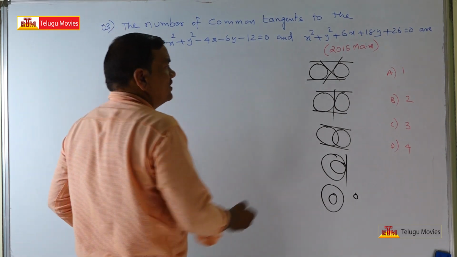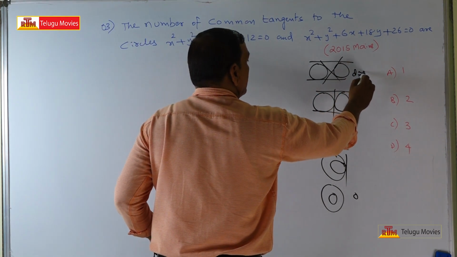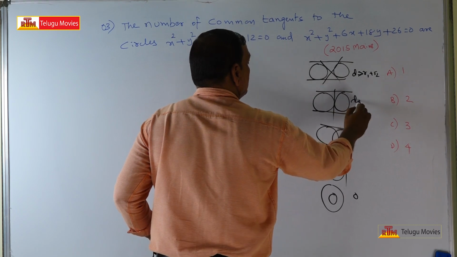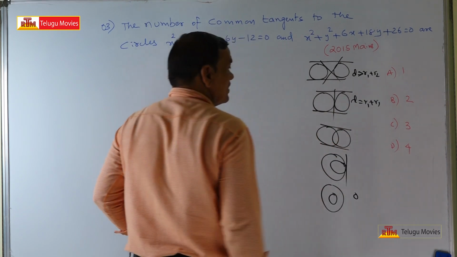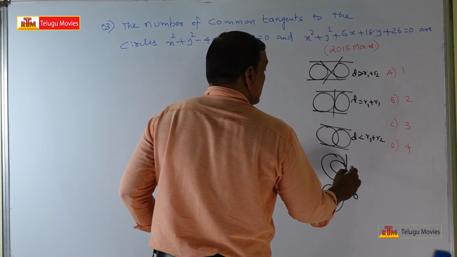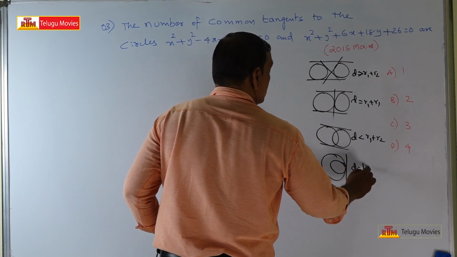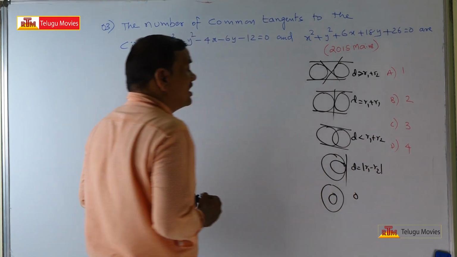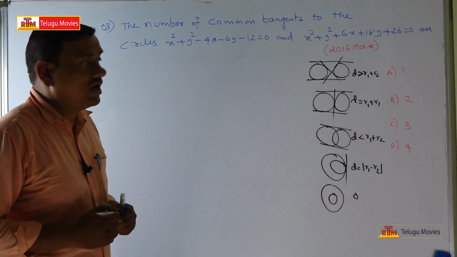Okay, now, for this: D is greater than R1 plus R2. Then D is equal to R1 plus R2. Then D is less than R1 plus R2. And then D is equal to modulus of R1 minus R2. This type of conditions we have. Okay, now let us check.